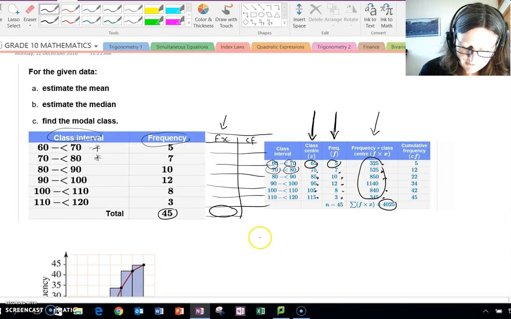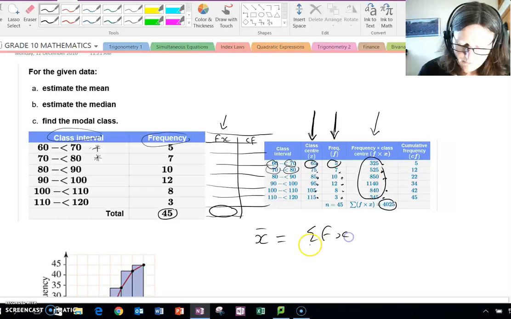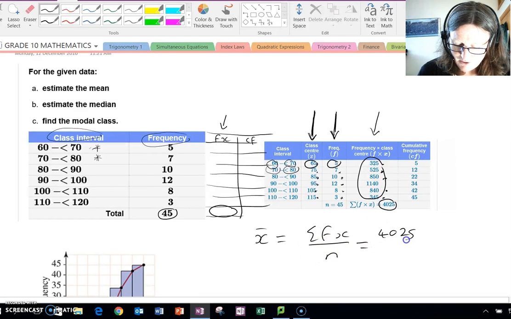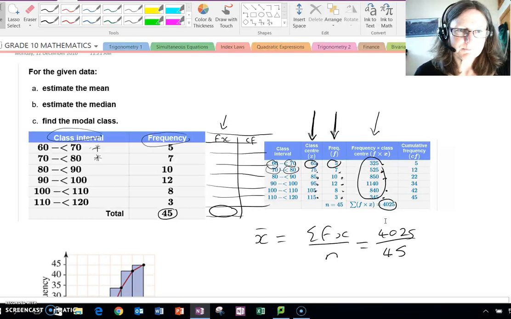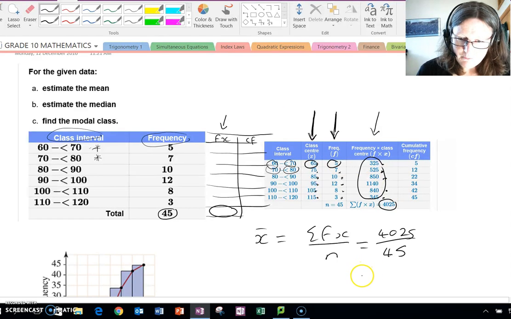Our mean is the sum of our FX column over the number of scores. So our mean is 4025 divided by 45, and that gives us our mean. So the mean is approximately 89.4.